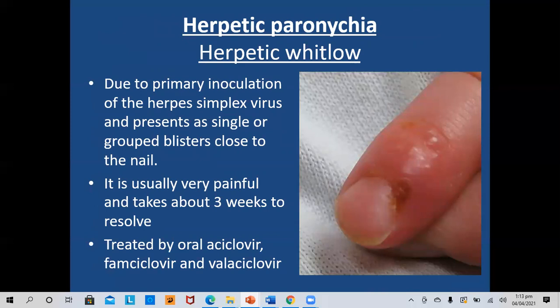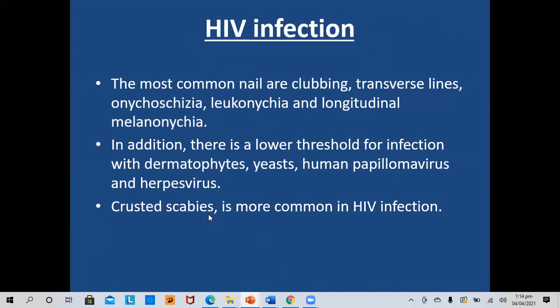Herpetic paronychia or herpetic whitlow. It is due to primary inoculation of the herpes simplex virus and presents as single or grouped blisters close to the nail. It is painful and takes about 3 weeks to resolve. Treatment is by oral acyclovir, famciclovir, or valacyclovir. HIV infection. The most common findings on the nail are clubbing, transverse lines, onychoschizia, leukonychia, and longitudinal melanonychia. In addition, there is a lower threshold for infections with dermatophytes, yeast, human papillomavirus and herpes. Crusted scabies is more frequent with HIV infection.